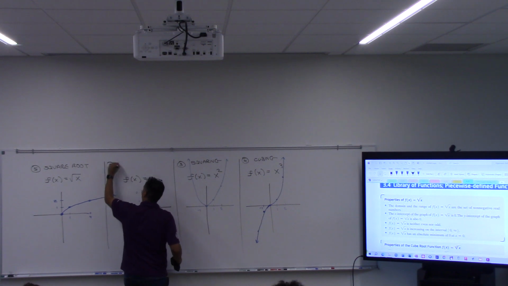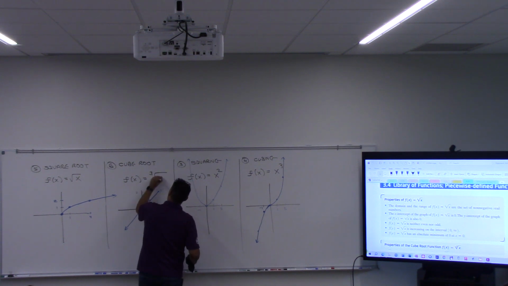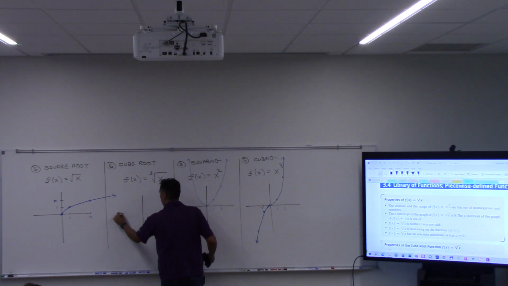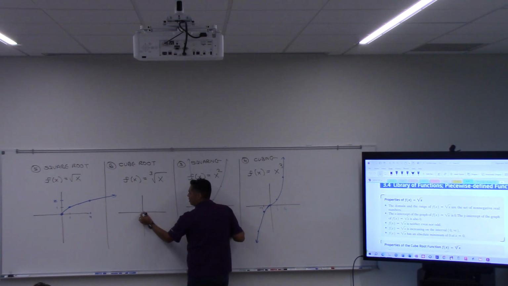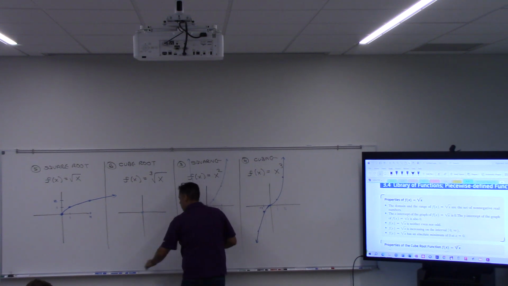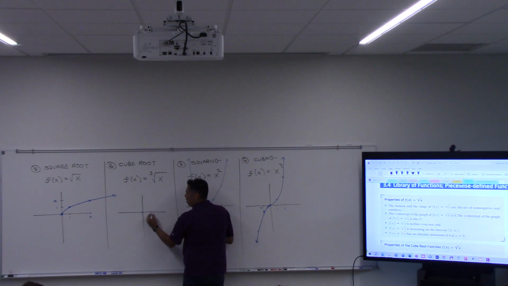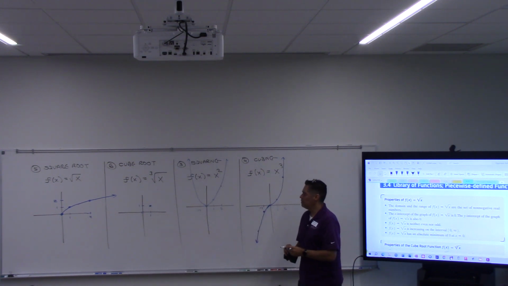6. Cube root of x. So the cube root of x is somewhat like the square root of x, except you can do cube roots of negative numbers. So cube root of 0 is 0. That's what I meant to say. Okay, 1. The cube root of 1 is 1. What's the next number that you would know the cube root of? 8. The cube root of 8 is 2.